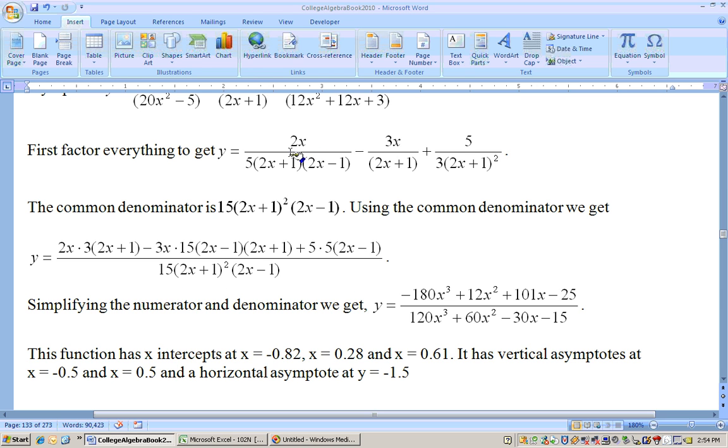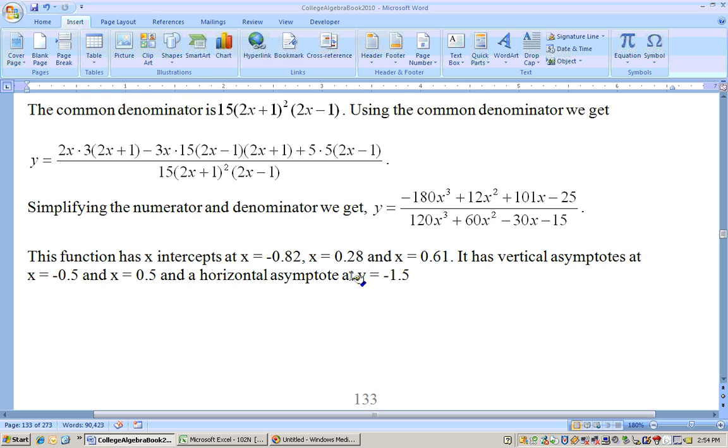Then each one of these terms on the top needs to be multiplied by whatever is not in each of their denominators that is in the common denominator. So what's not in this denominator that's in this common denominator? A 3 and a 2x plus 1. So a 3 and a 2x plus 1 needs to be multiplied by the 2x. And what's not in this denominator that's in this common denominator? Well, a 15, a 2x plus 1, and a 2x minus 1, all those.